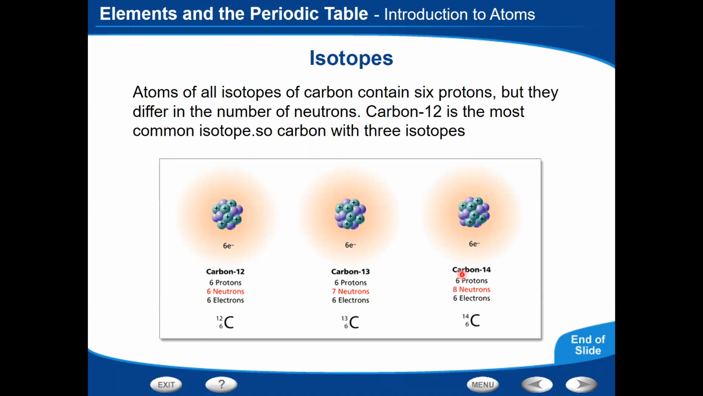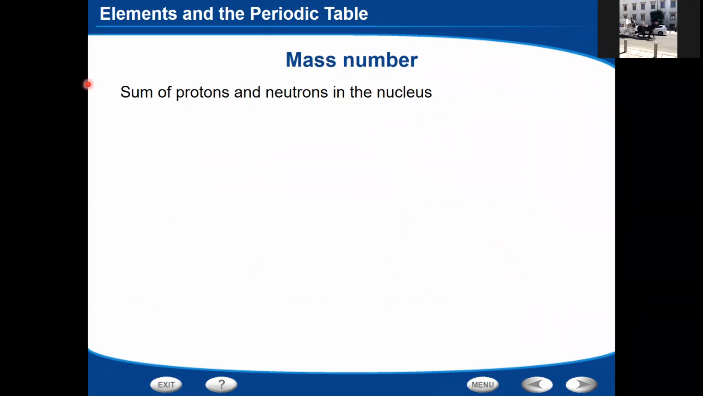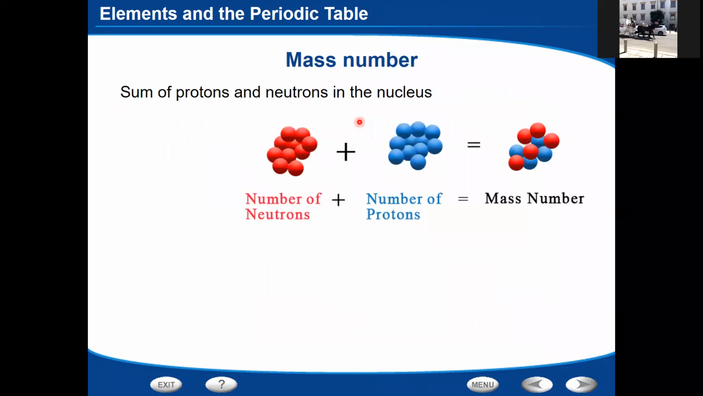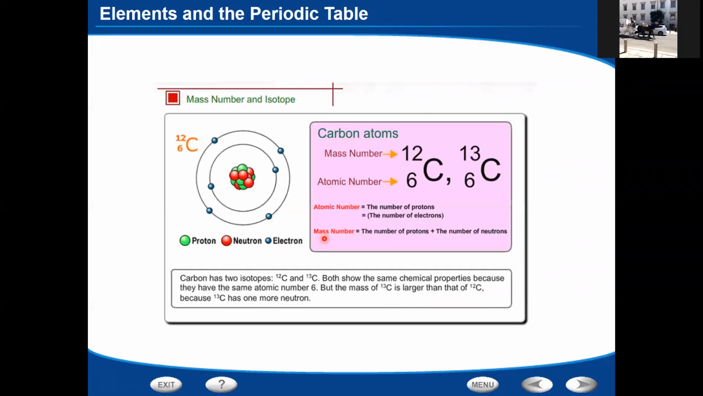What's the meaning of mass number? The number of protons plus the number of neutrons. Here, 12, here, 13, here, 14. Why do they have different mass numbers? Because they have a different number of neutrons. So here, one carbon isotope with mass number 12, another with mass number 13, another with mass number 14. Why? Because the number of neutrons is different each time.